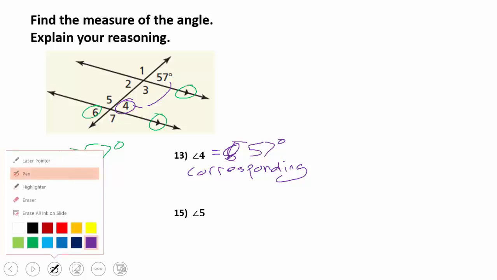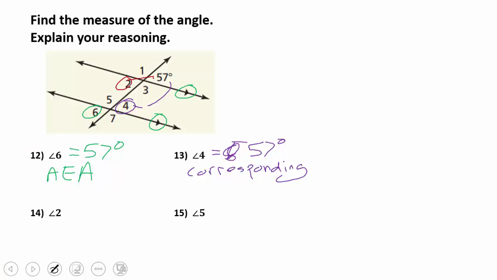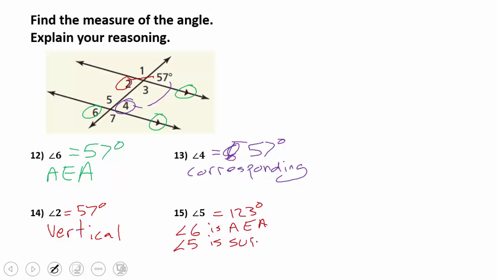We have angle 2. Angle 2 is vertical. We know that vertical angles are congruent, so angle 2 has to be 57 degrees. And then we have angle 5, which once again, we don't have any special relationship between the 57 degree angle and angle 5. So I'm going to say that that angle right there is 123 degrees. And I'm going to say that is because angle 6 is an alternate exterior angle, and so angle 5 is supplementary to angle 6. Very good.